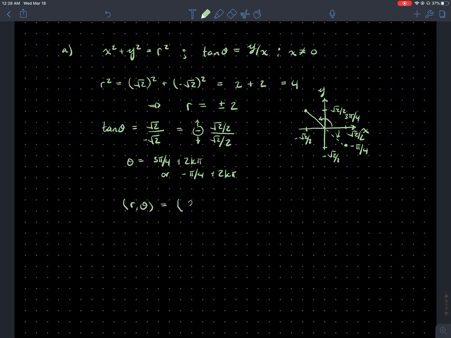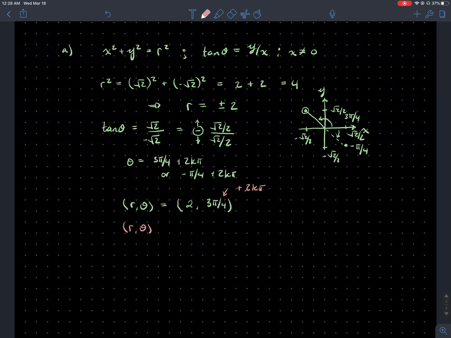So if we chose a positive 2, and we know that we wanted to be up here, that means that we'd want to rotate positively in order to get there. So we'd take 3 pi fourths. And you can always add some 2k pi to this. Doesn't really matter.